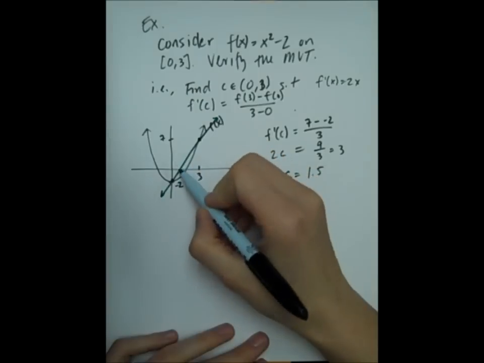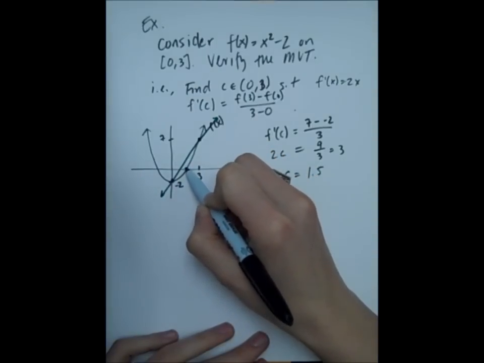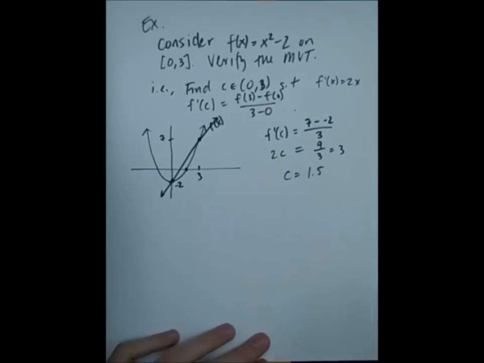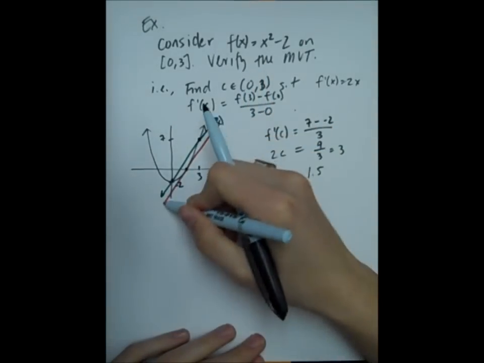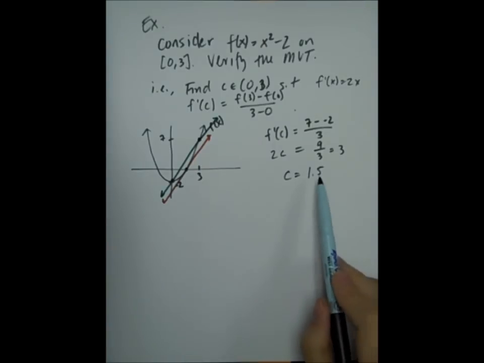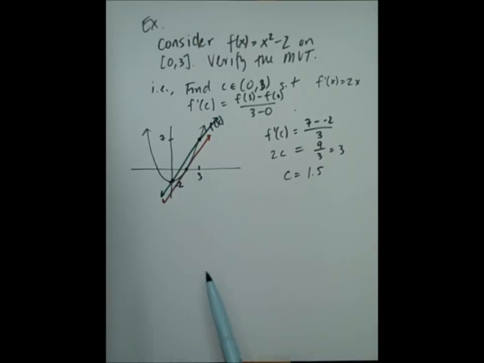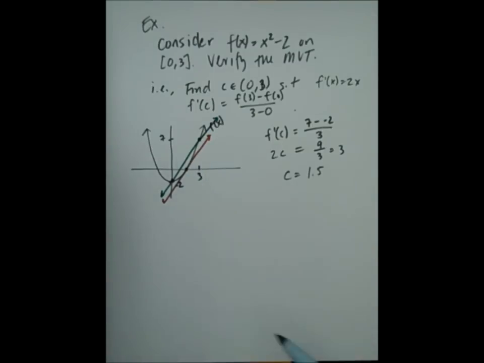So that tells me, if I look up here where 1.5 is, it's right there, and there's the point on the curve. It says that the tangent line at that point has the same slope as the secant line. So we did verify it. There is a point, it's 1.5, it's definitely between 0 and 3, where these two lines have the same slope. So that's the mean value theorem. That's the technical version of it and what it means.